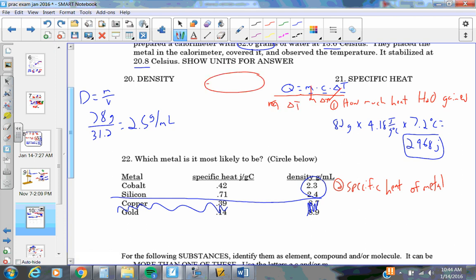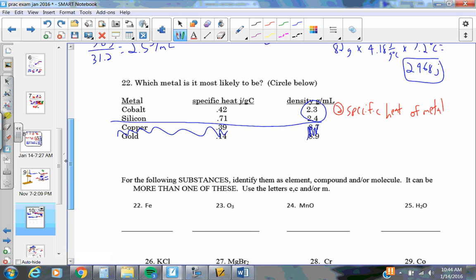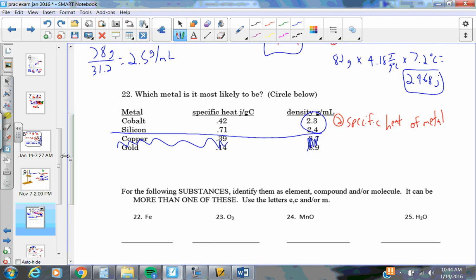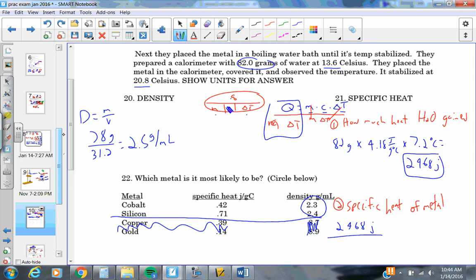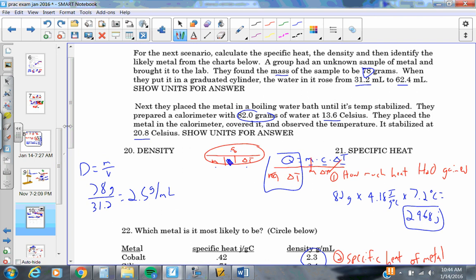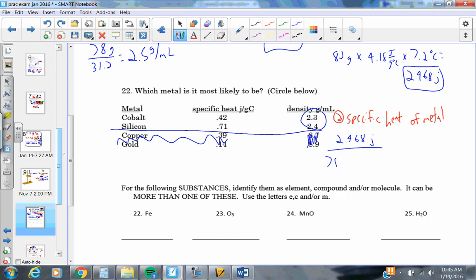Or, for those of you who remember round little buddies, Q equals M times C times delta T. If I cover up specific heat, because that's what I'm after, I put Q on top, mass and change in temp on the bottom. That's what I wrote there. Q, heat. How much heat did the metal lose? 2468 joules. What's the mass of the metal? I have to go way back up there to find out the mass of the metal, 78 grams. Not of the water, because now we're talking about the metal.